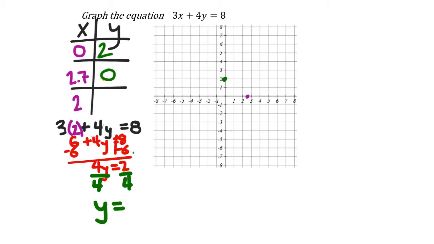So y now equals, simplified, it's going to be 1/2, you guys. So 1/2, 0.5, and 2, 0.5 would be about right there. Now that's in the pattern, and then we can graph that, right? Just by drawing a line through those points that we have.